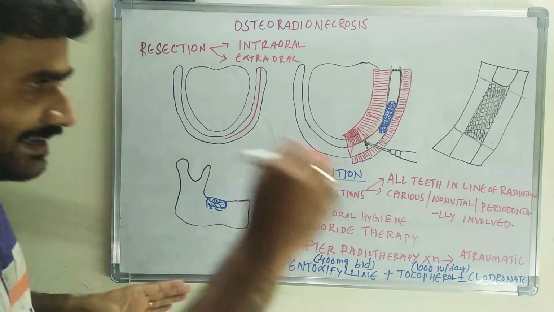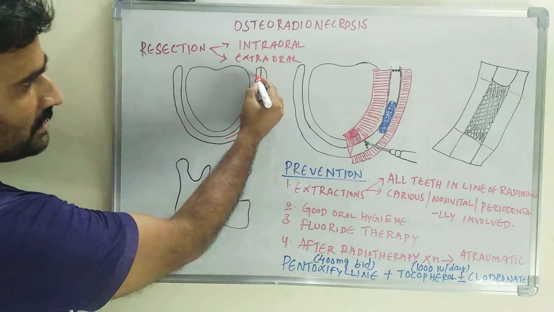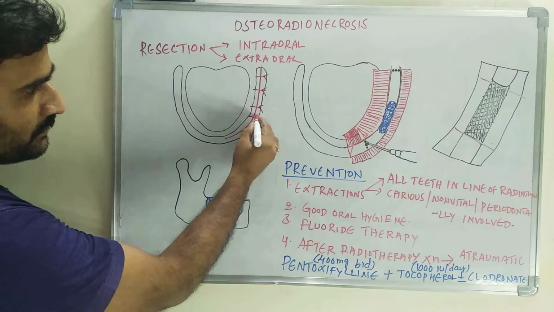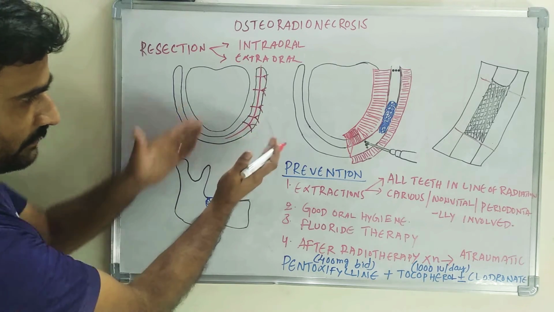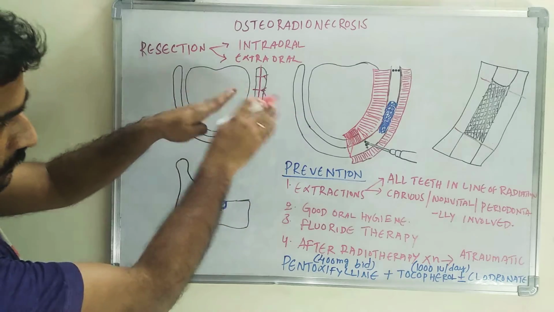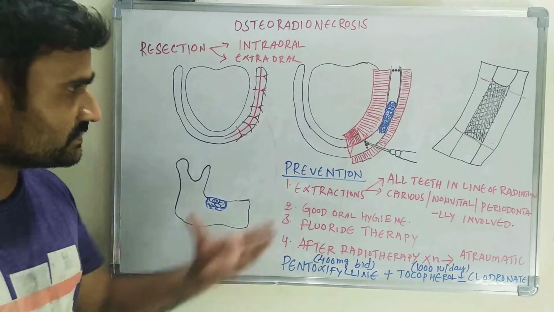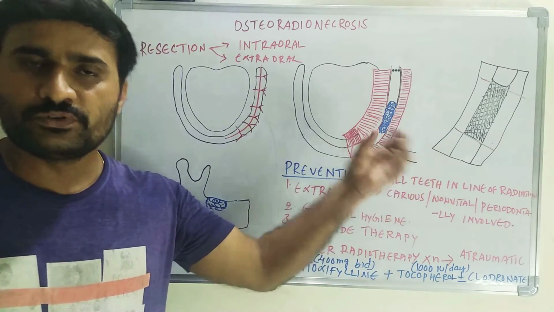Again the same thing, you have to place the sutures along the ridge like this. After closing the labial and lingual flaps, you have to place the sutures. This is the intraoral approach, which is preferable.